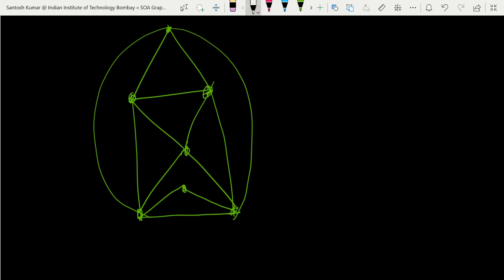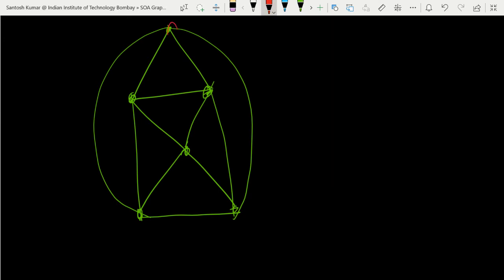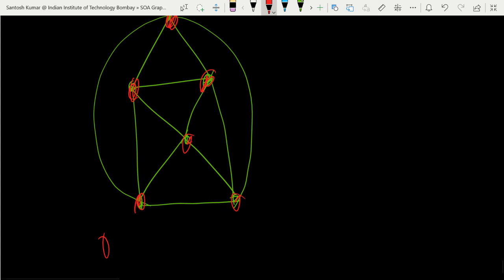But here is a problem, right? Because it has 6 vertices, sir. Okay, only 6 vertices I have to take. So if I remove this one, is it fine? Yes. So this has degree 4, degree 4, degree 4. So this is fine. And how many edges does it have? 12. Yes.